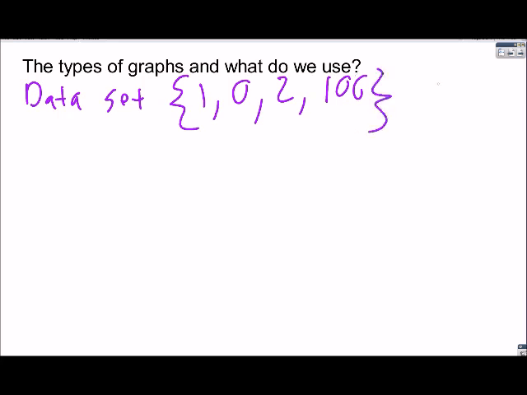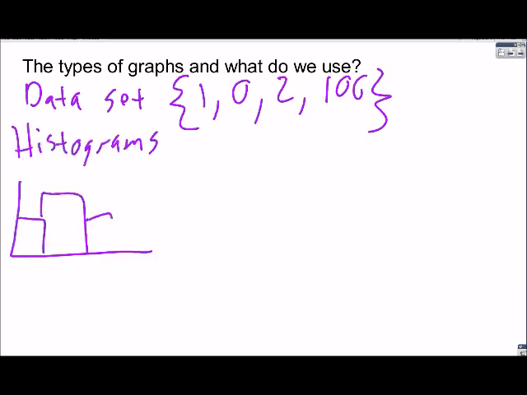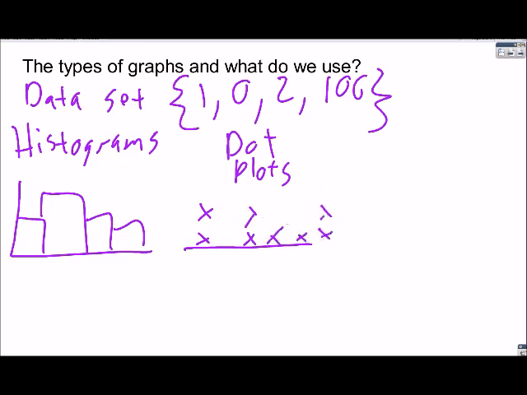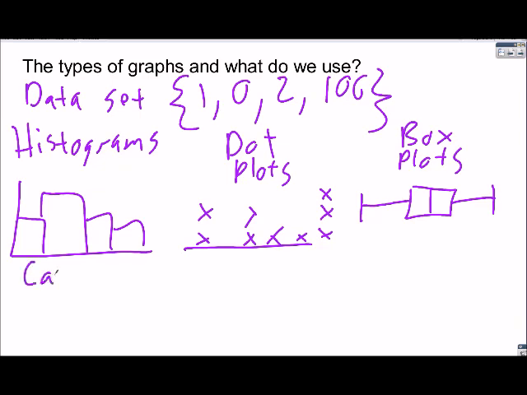Use these data sets to create what's called histograms. Those look like this, and we'll talk more about that in a little bit. And then we can do dot plots, which look something like this. And then we have box plots, which look something like this. Histograms are really good when we have categories.